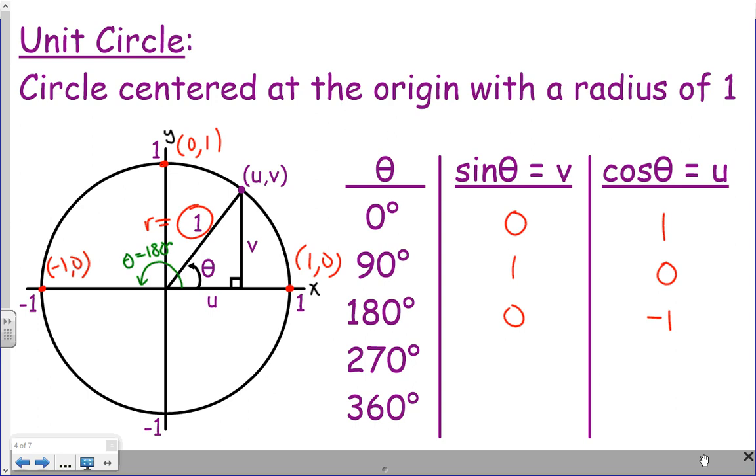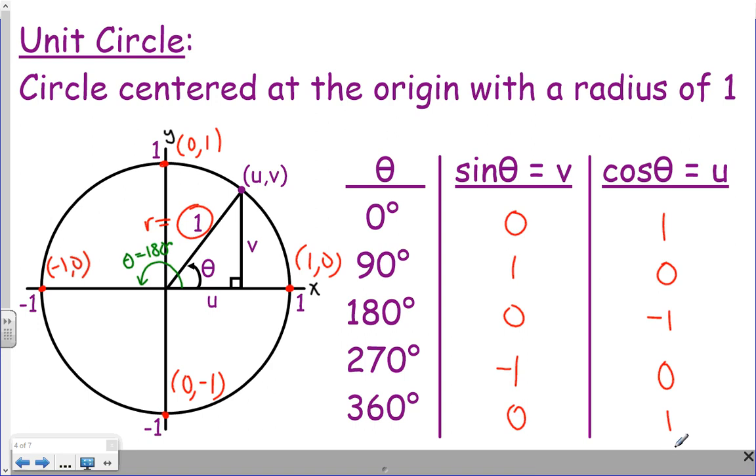And let's continue around to this point right here. That's 0, -1. So sine of theta is equal to -1, that's the v. And cosine of 270 would be equal to 0. That's the u value. And as I come back around to 360, I'm back to the same point I started at. So that's the same ordered pair, 1, 0. That means the sine of theta is v, so that's 0. And the cosine of theta is u, which is 1.